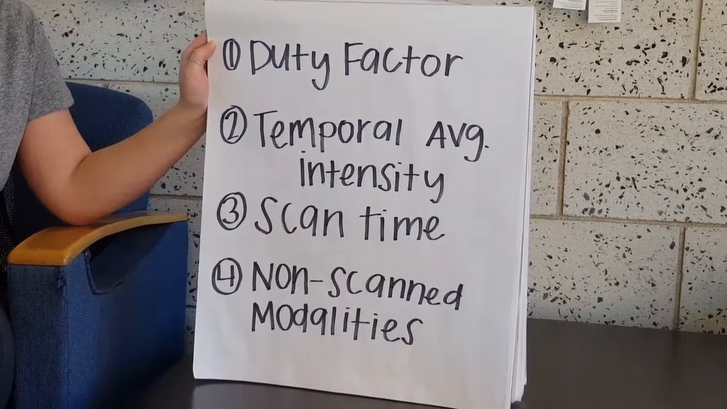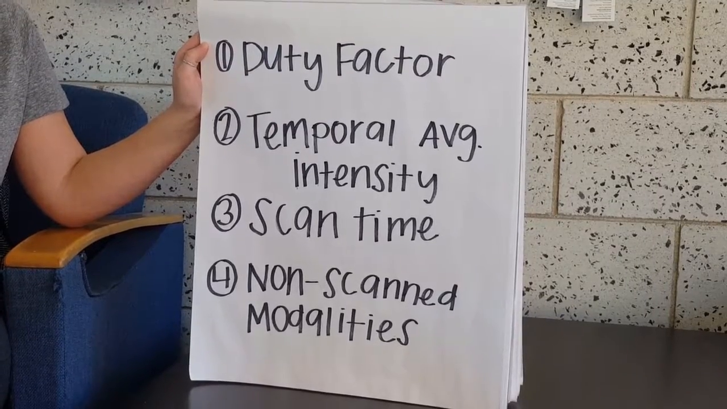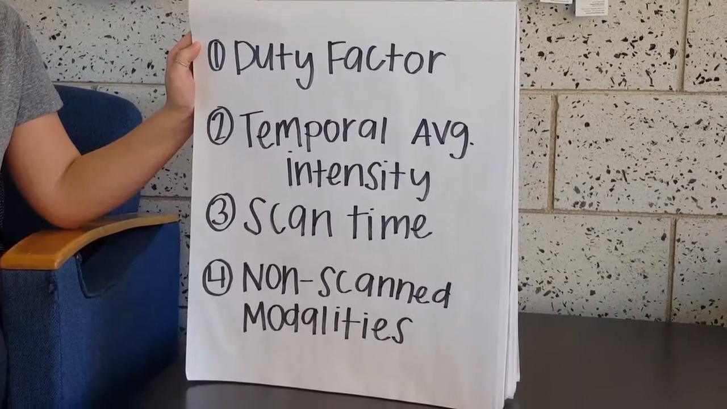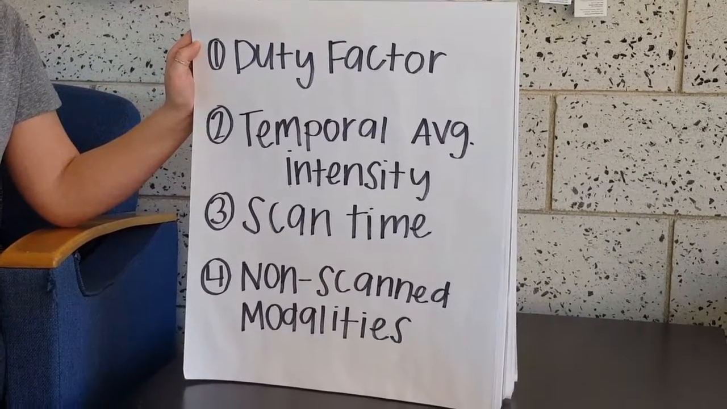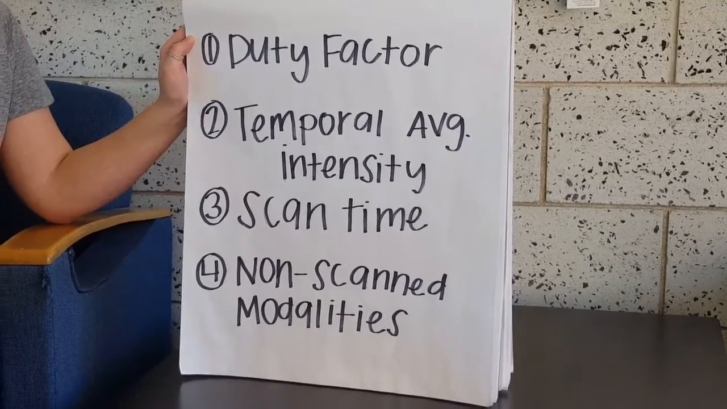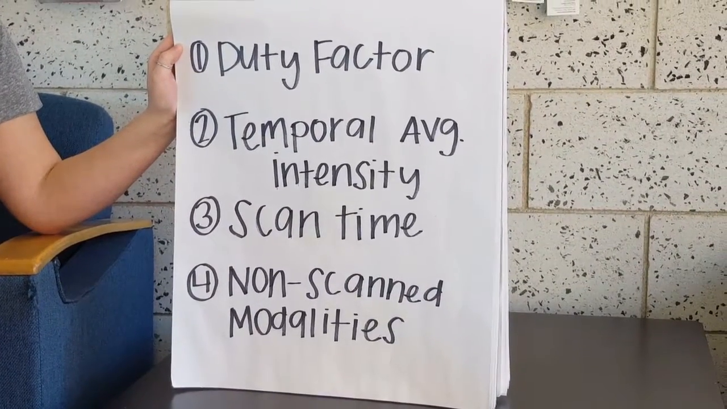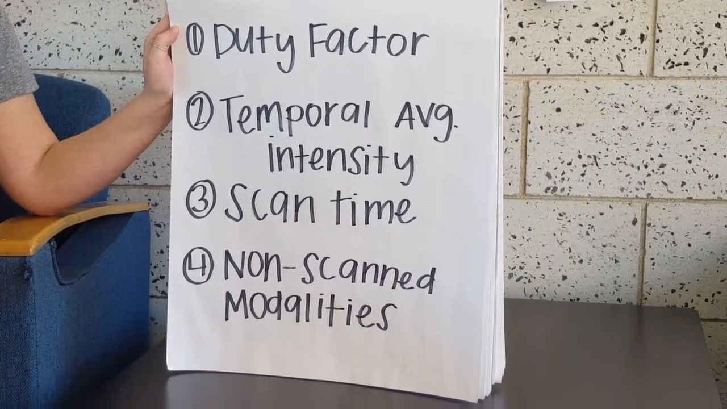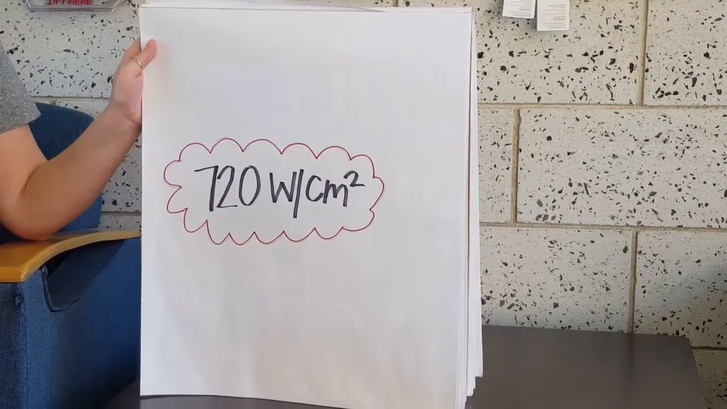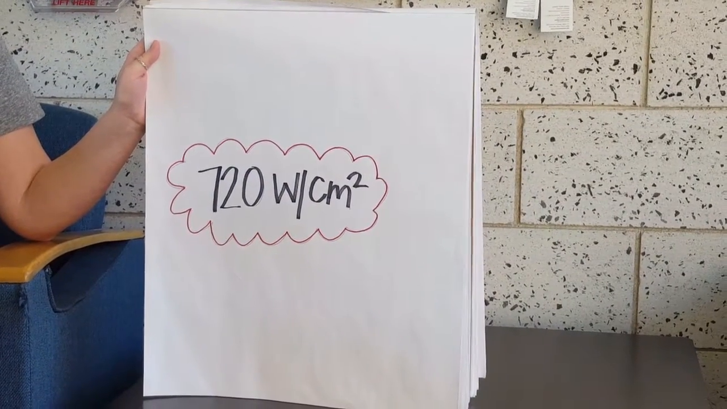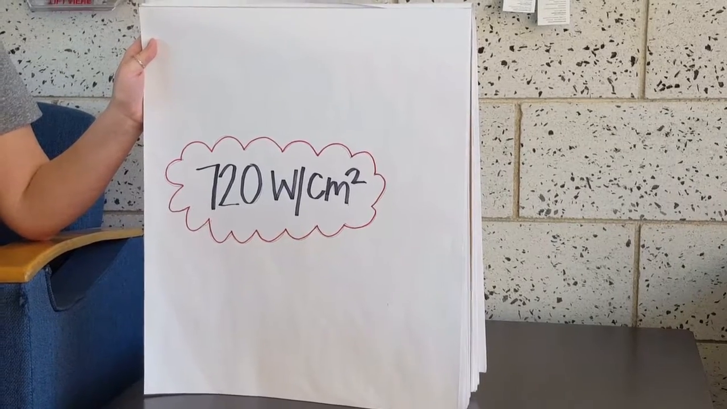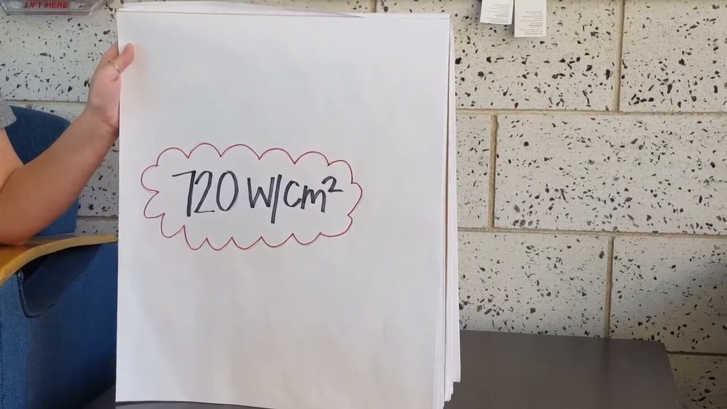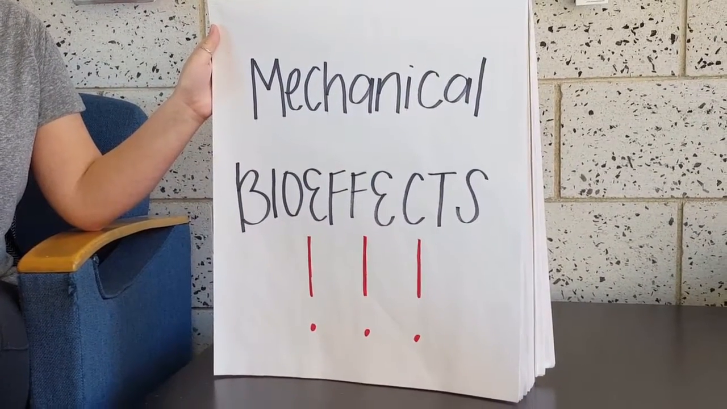Non-scan modalities send the beam over and over along the same line of sight, allowing heat to build up. They have the highest intensity over physical space, therefore they have the highest risk of thermal bioeffects. Scan modalities allow time for the tissue to cool between transmits, so they have a lower risk of thermal bioeffects. It is important that the intensity levels are kept below 720 watts per centimeter squared to minimize the risk of heating. Next, I'll talk about mechanical bioeffects.